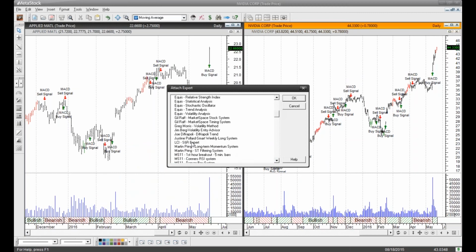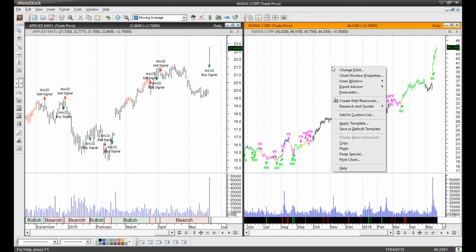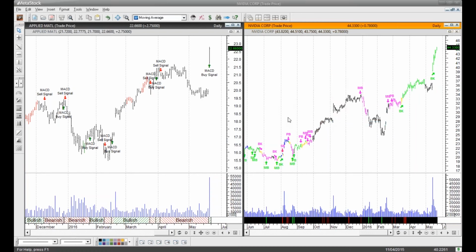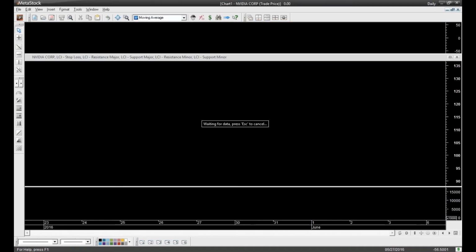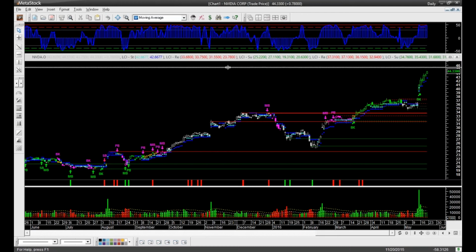One of the gentlemen that used to work here was in the support department for a long time. He was in the sales department for a long time, and now he actually trades hedge funds for a living. He put his system within MetaStock, and the LCI system actually comes within MetaStock. So let me go ahead and put his template on here. So this is the LCI system.